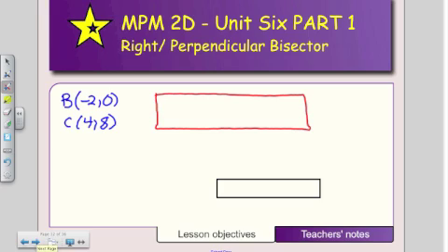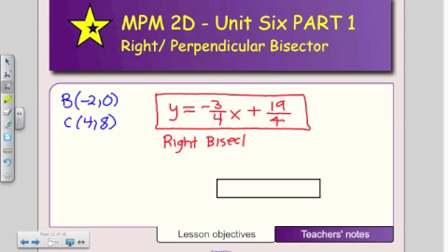So if we repeat all of the steps we did for part A, you're going to get negative 3 over 4x plus 19 over 4. That's an equation with a lot of fractions. And this is my right bisector of BC.